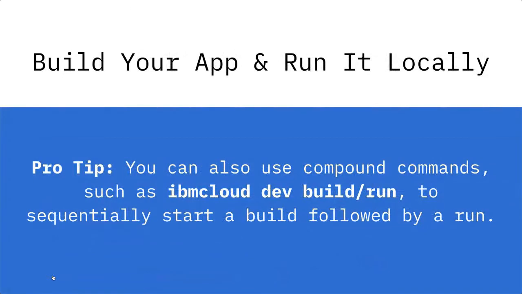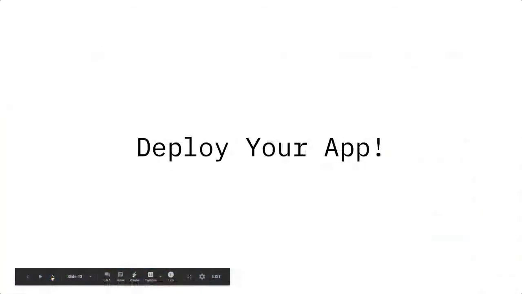So, pro tip, you can also use compound commands. So if you need to build and run your application, or you have a few things that you need to do in succession, you can run the command IBM Cloud Dev build / run to sequentially start a build followed by a run. So it'll run the build first, and then when it's done, it will run your application.